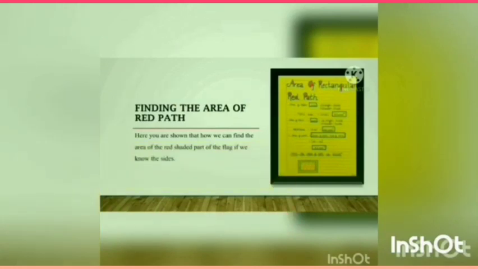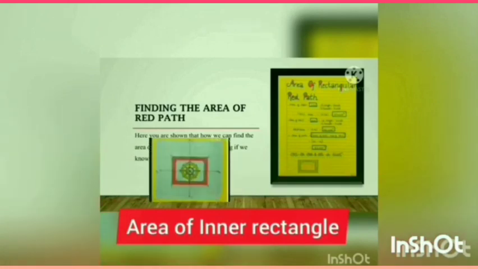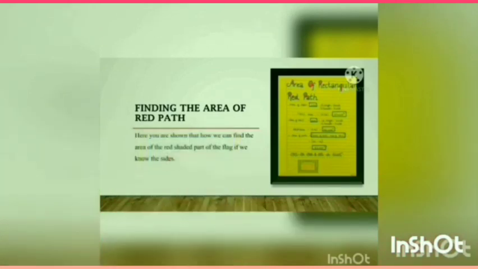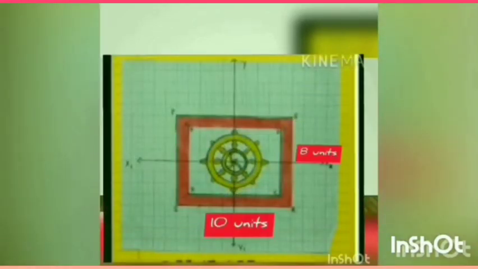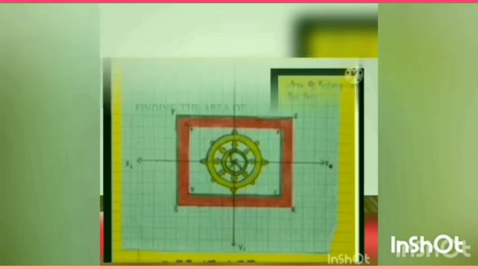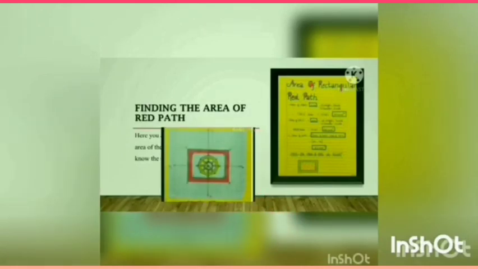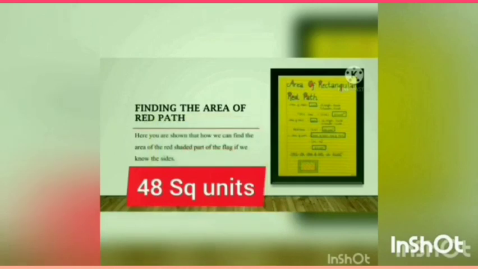We have to first find the area of the outer rectangle, then the inner rectangle, and then we will subtract both of them. So the area of PQRS will be L into B, where L is 10 units and B is 8 units. So PQRS area will be 10 into 8, which is 80 units. Area of ABCD, here L is 8 units and B is 6 units. So its area will be 8 into 6, which is 48 units.